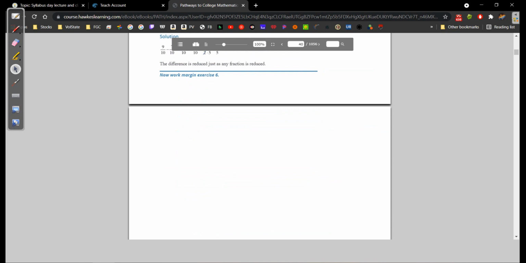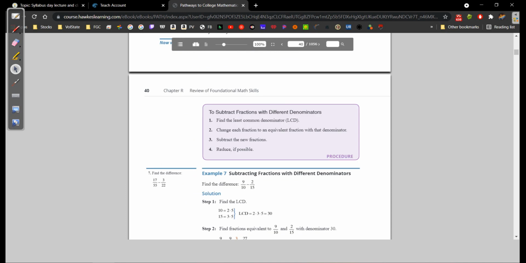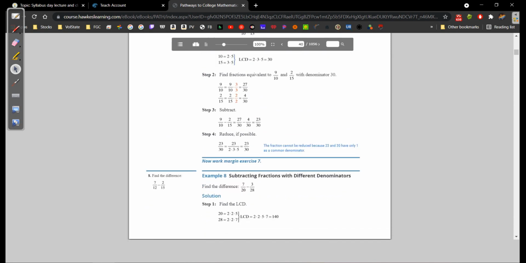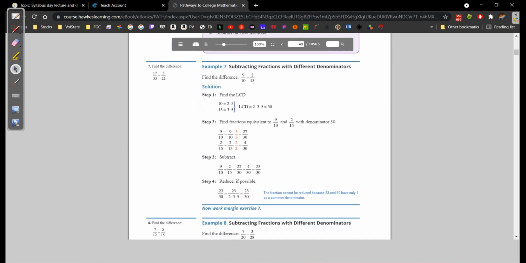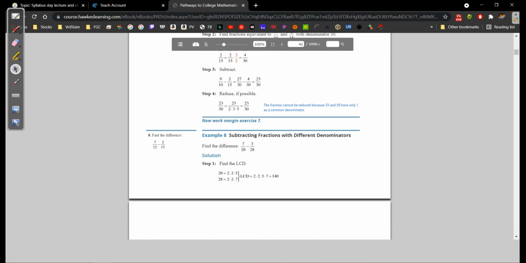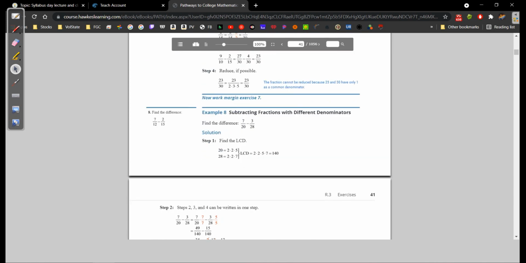Okay, example 7 is also more of the same. Wait, no, it's not. Okay, I take it back. I'm sorry. So 9 over 7 is kind of the same as the addition, but we're going to jump to example 8 because example 8 is going to be the more difficult one, right? Example 7 is the easier one with the smaller numbers, but example 8 is a little bit more difficult. But we're going to do it the same way we did addition.